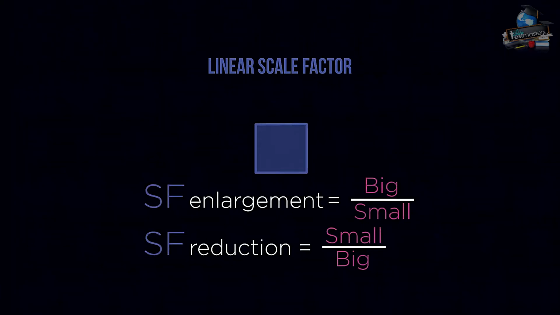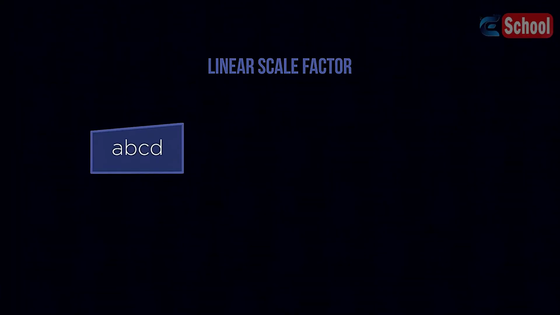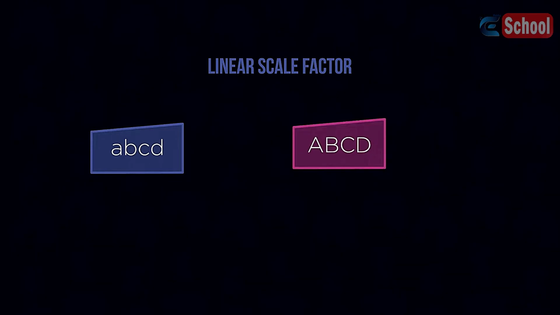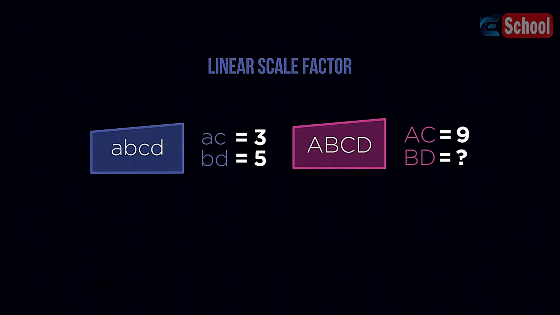Let's try an example of a linear scale factor. ABCD and A'B'C'D' are similar shapes, not drawn to scale. If AC equals 3, BD equals 5, and A'C' equals 9, what is B'D'?